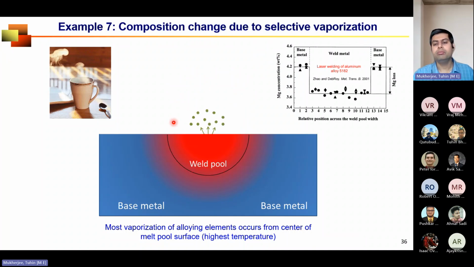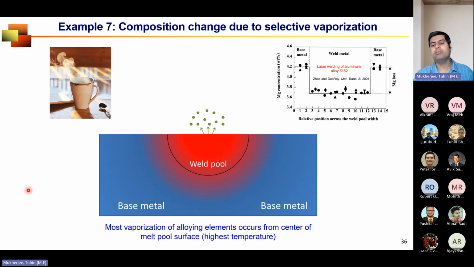When you talk about a weld pool or molten pool during additive manufacturing, the same thing happens. Now, if you have a metallic alloy like stainless steel that has iron, chromium, nickel, manganese, those alloying elements vaporize from the molten pool.